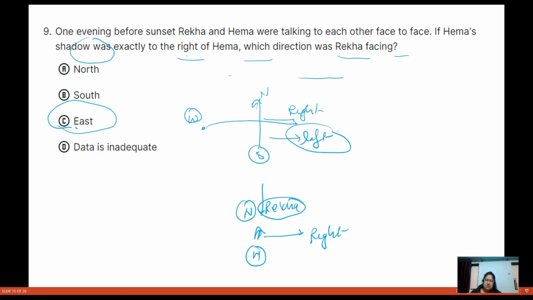So this is very simple. You just have to observe what it is saying, whether it is morning or it is evening.